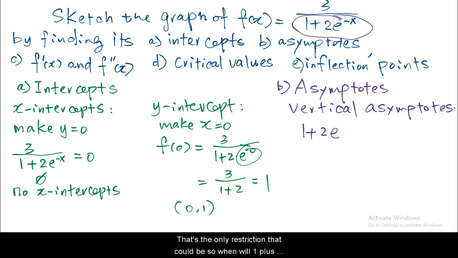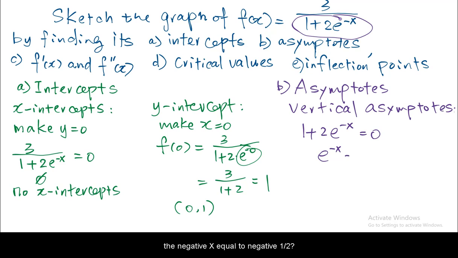So when will 1 plus 2 times e to the negative x equal 0? Which means when will e to the negative x equal negative 1/2? The answer is never, because e to the negative x will always be positive. It can never be negative. So that means there are no vertical asymptotes.